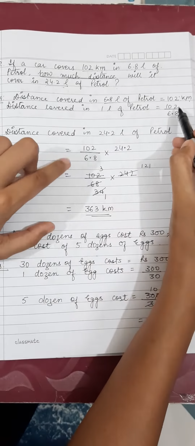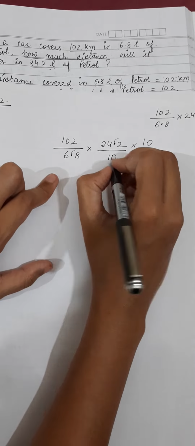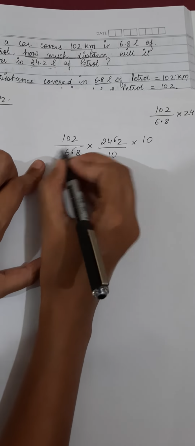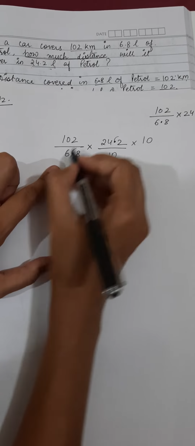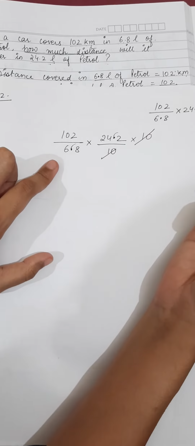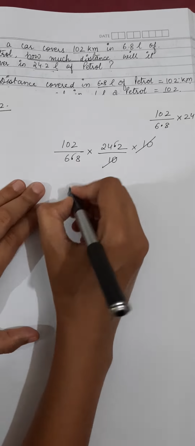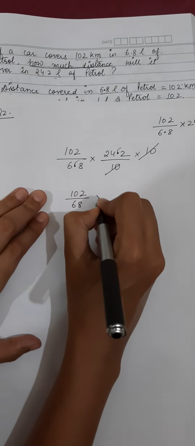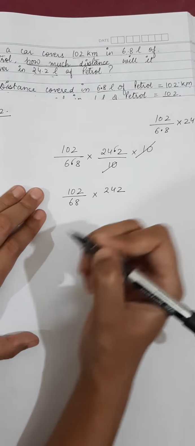When I remove this decimal, this will come in multiply, and when I remove this decimal which is in the numerator, this will come in the denominator. This 10 will come in the denominator, and the number which is in the denominator, that I am going to multiply, and that will come in the numerator. So 10 and 10 got cancelled. Now we are left with 102 upon 68 into 242.